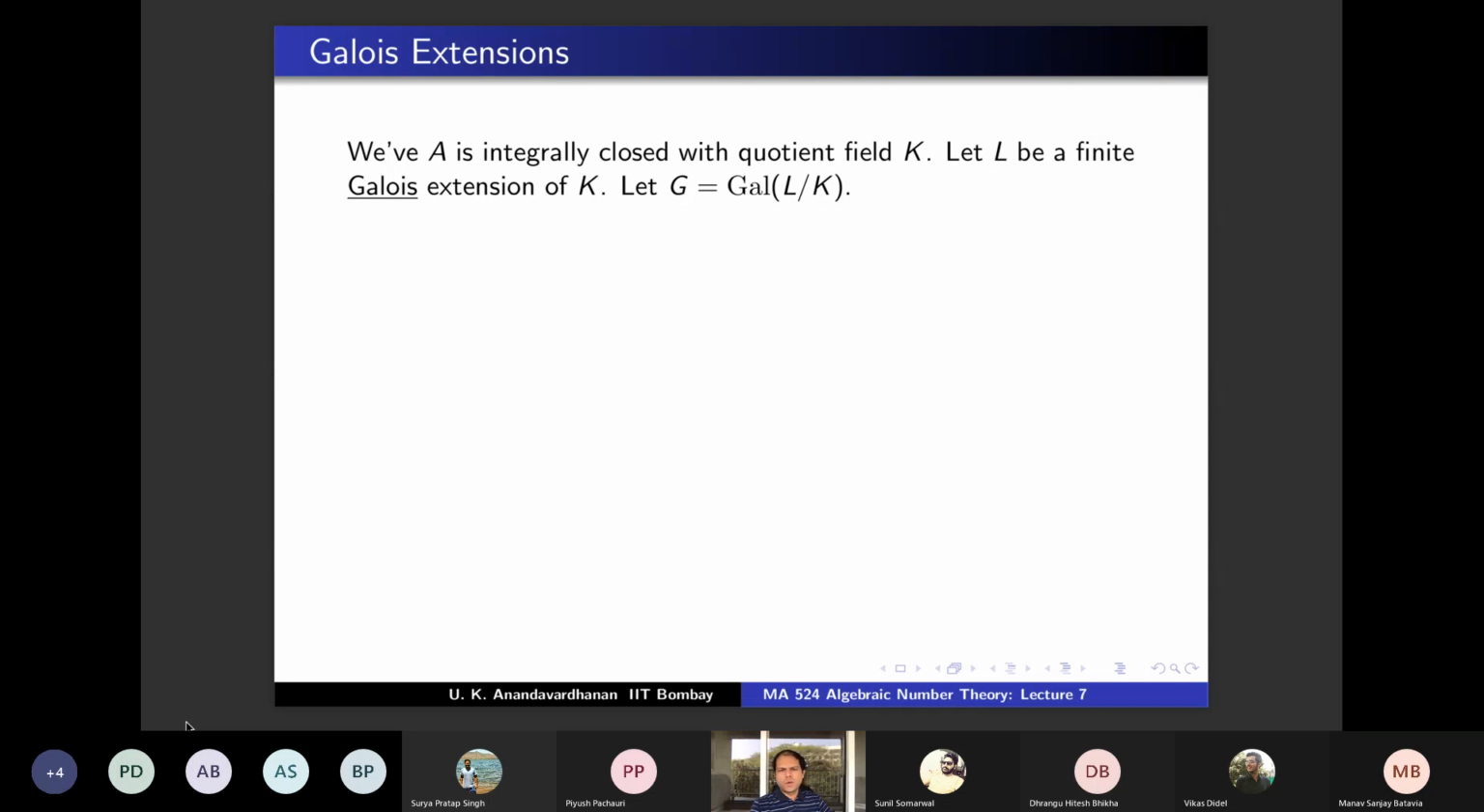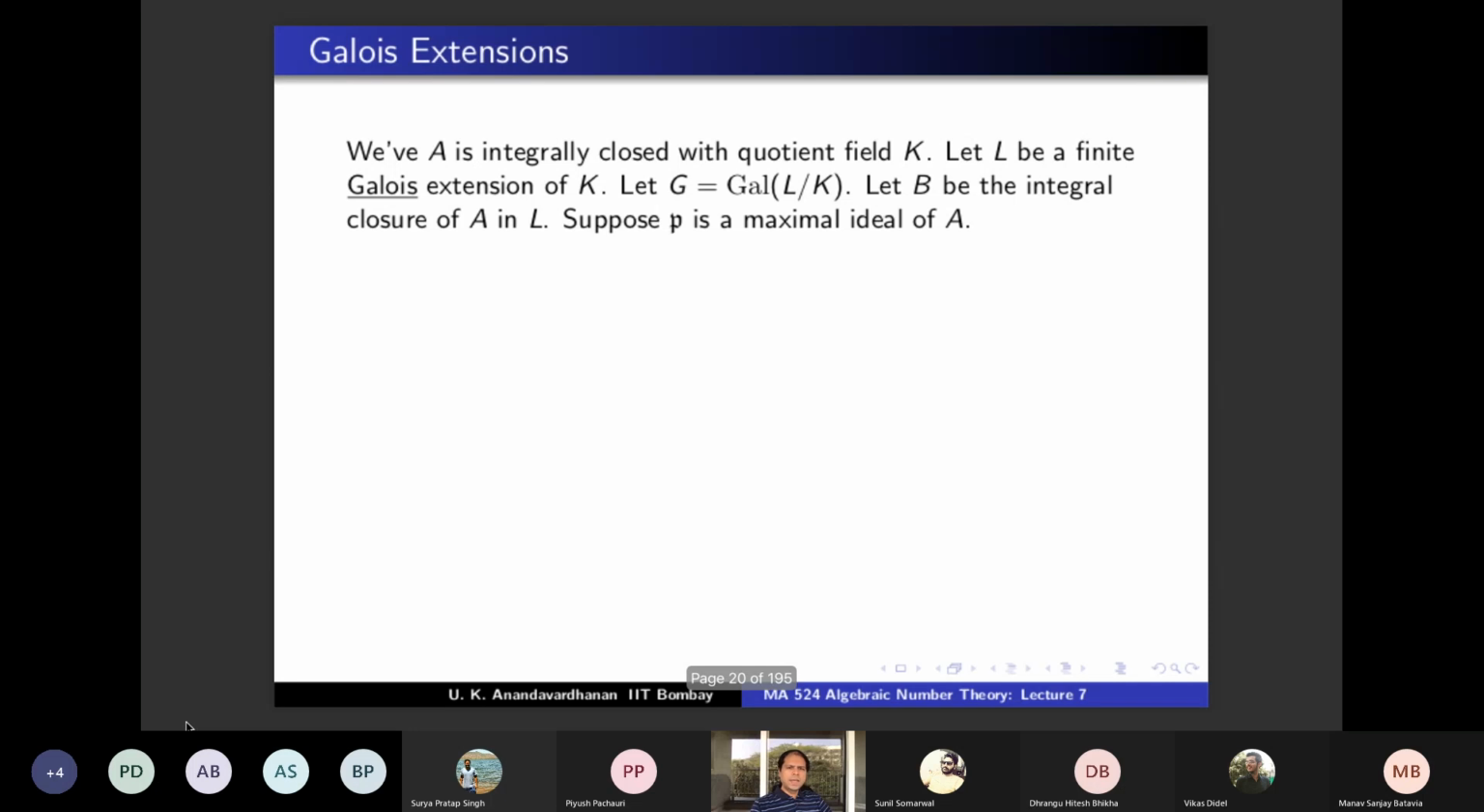Therefore, you have a Galois group, Galois L over K. This is a finite group of order equal to the degree of L over K. Call it G, and let B be the integral closure of A in L. Standard setup.